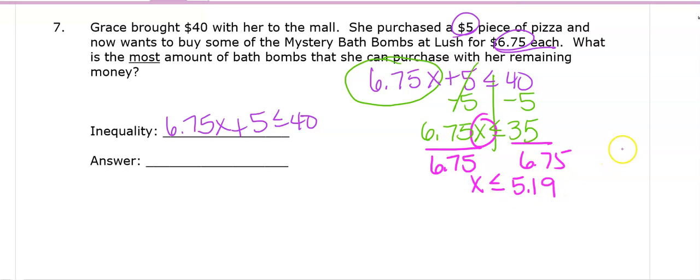So what does that mean? Can it be equal to, can you have 0.19 of a bath bomb? No. So the most bath bombs that she can get are 5 bath bombs.